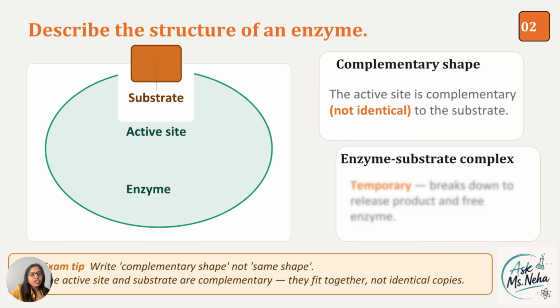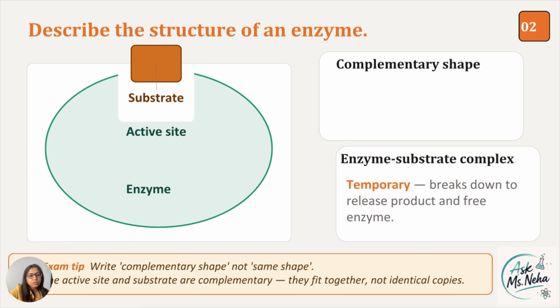Coming to the structure of an enzyme, each enzyme has got this active site which is complementary to the shape of the substrate. Now the key for you to remember is the shape is complementary. The shape is not identical, not similar, not same, it is complementary. So that's a key word for you to remember. This enzyme substrate complex which is formed is a temporary structure. It's not permanent. So once the reaction is complete, the enzyme is going to release the products and the enzyme would be ready to be reused in another reaction.